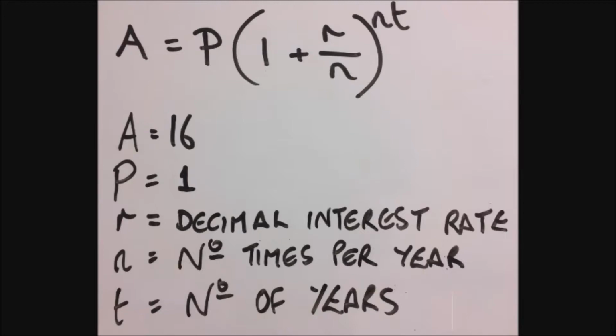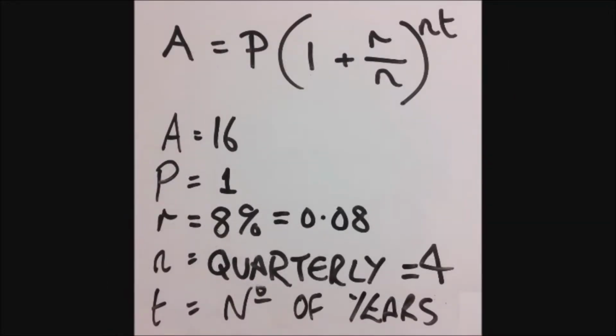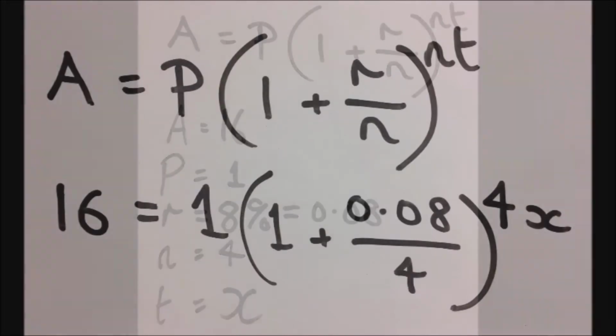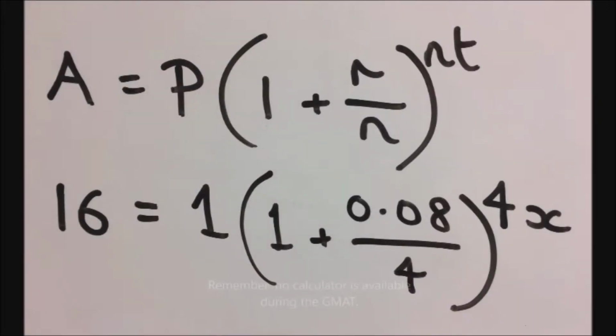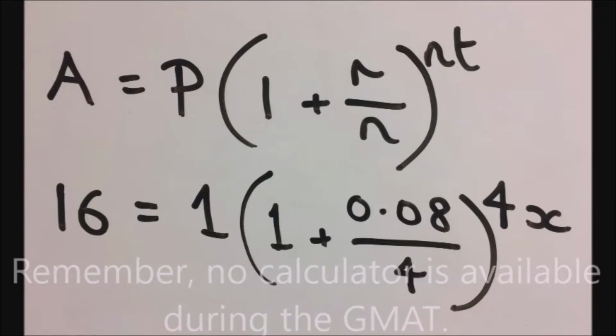The next variable is the interest rate as a decimal, and as we all know, 8% is 0.08. Then we have to ask ourselves, how many times is that applied every year? It's 4 times because it's quarterly, so n equals 4. t is then the only variable we're looking for, and the question labels t as x. So when we put all of those into the compound interest formula, we get the following.